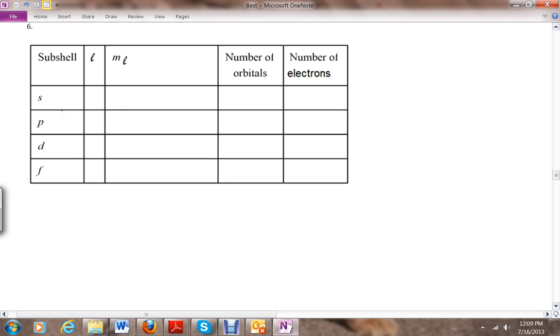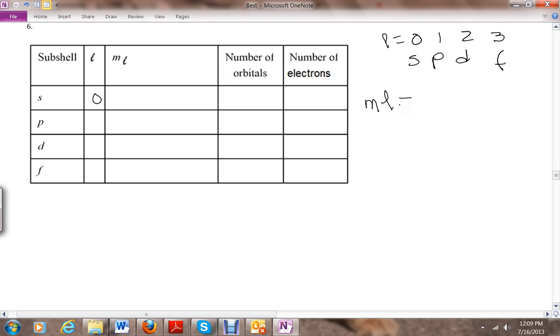Okay. So if you have an S, what are all the possible quantum numbers for each of the subshells? If you have an S, what would be the L for an S? It would be 0, because you have to learn that there's no choice. L equal to 0 would be an S, L equal to 1 would be a P, L equal to 2 would be a D, and L equal to 3 would be an F. Okay?